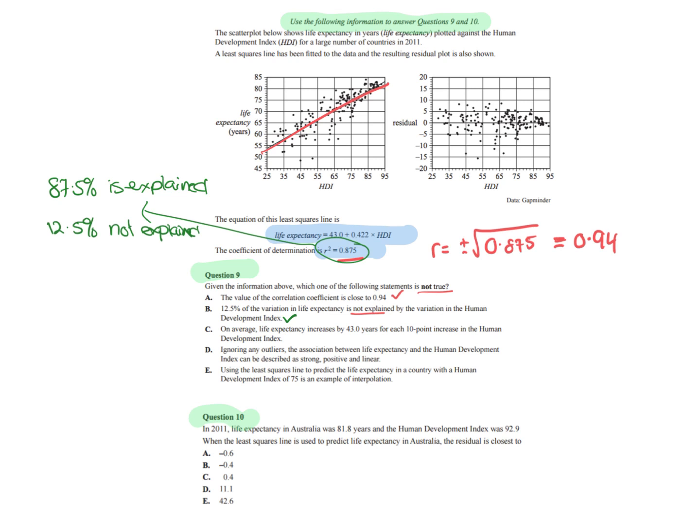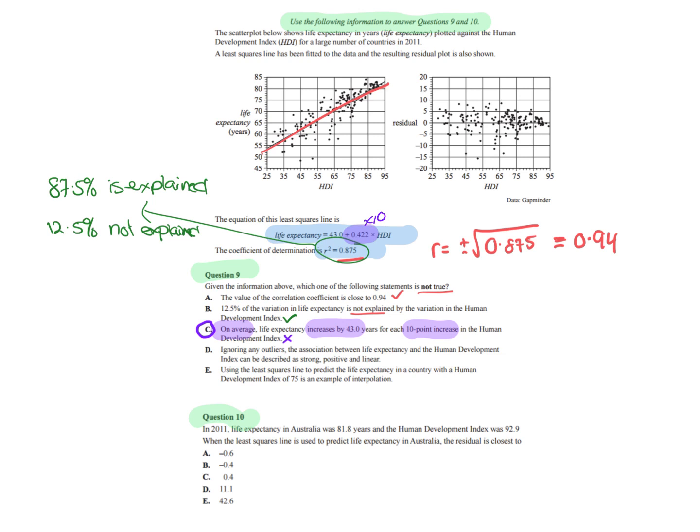So on average, life expectancy increases by 43 years for each 10-point increase. So when they say on average an increase, they're talking about the B value, which was here. Now the B value is not the 43, that's the A value. And if you times this HDI by 10, it would only increase it by 4.2. So this one is not correct. So I'm going to go with C being the answer.